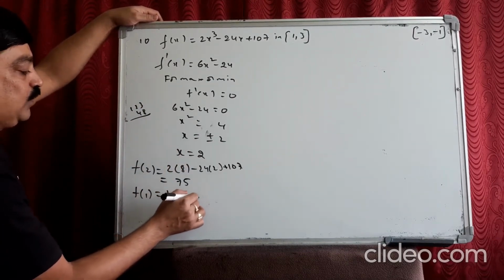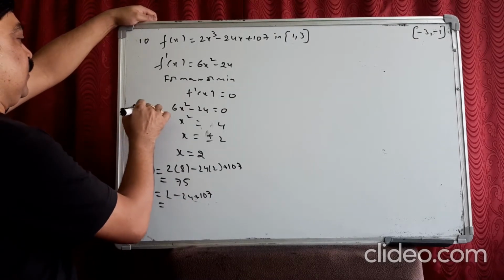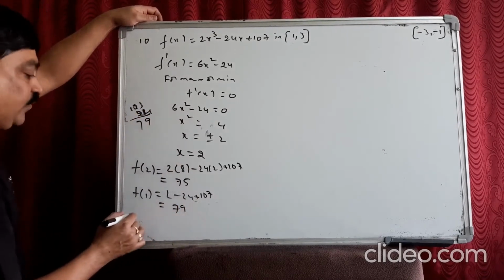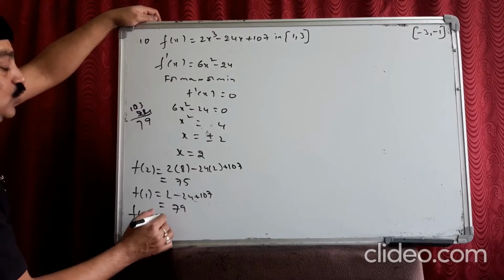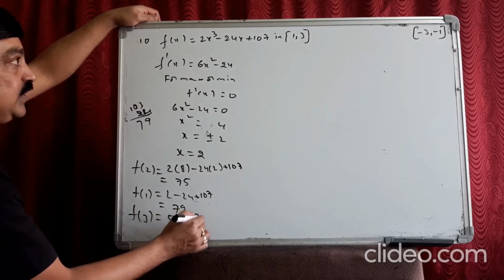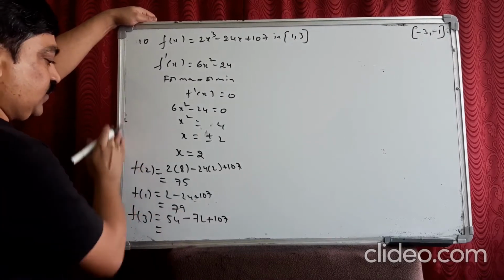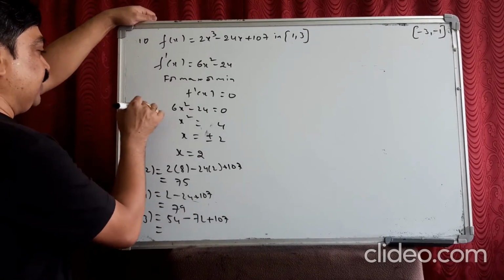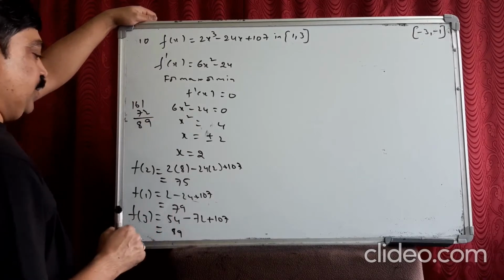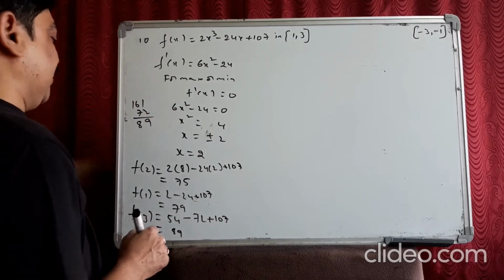Now f of 1. 2 minus 24 plus 107. 109 minus 24. 79. Now f of 3. 2 into 27, 54. Minus 24 into 3, 72. Plus 107. That means 161. 161 minus 72. 89. So the maximum value will be 89 and minimum is 75.